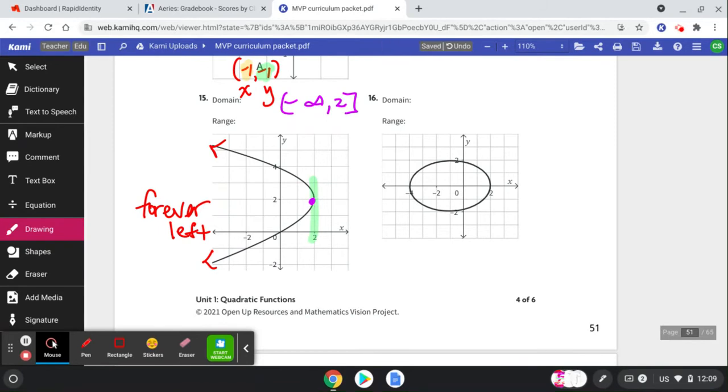My range goes forever down and forever up. So -infinity to infinity. Remember, I always use open brackets on infinities.